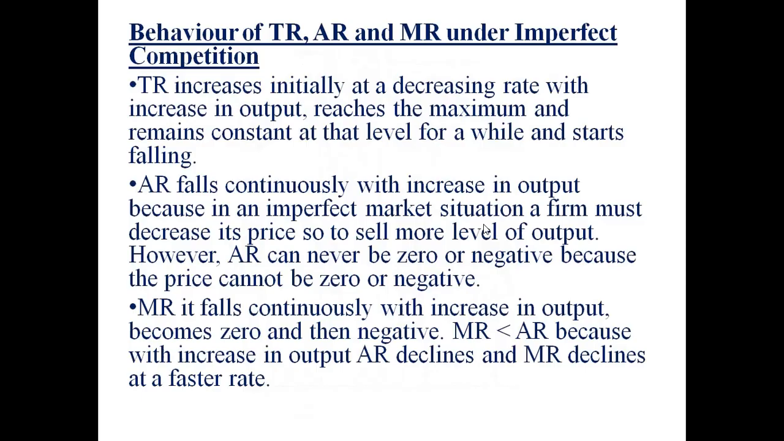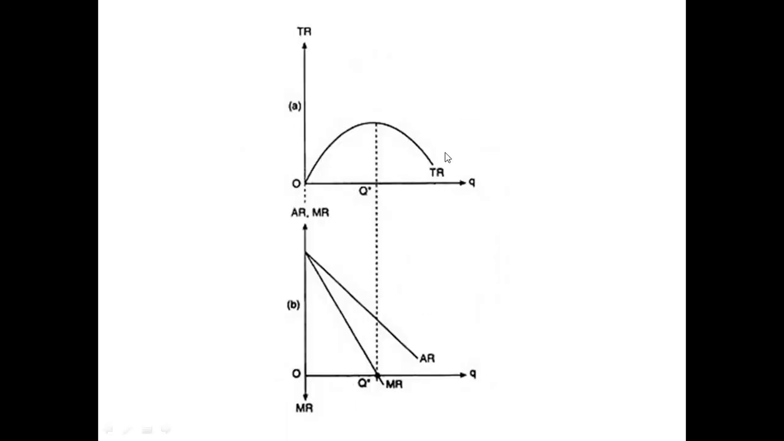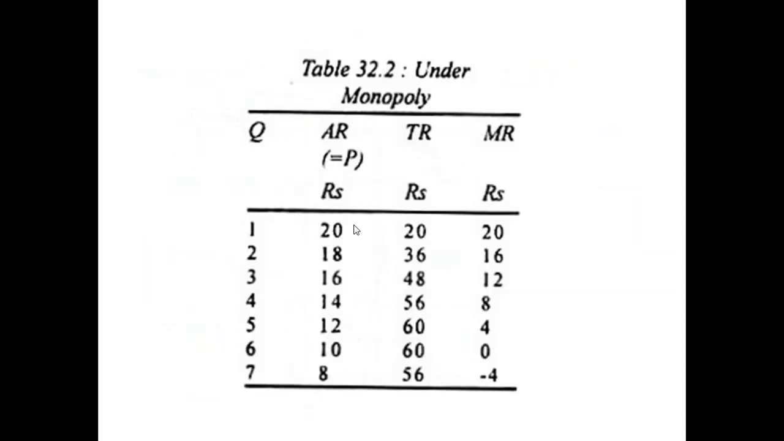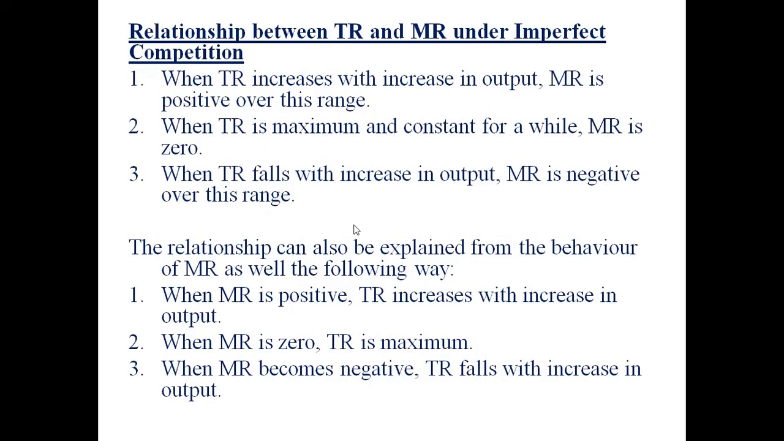So we have discussed the behavior of TR, AR, and MR under imperfect competition situation, and we can refer to this chart also. In correspondence to that, we have these graphs. This is your TR curve, this is your AR curve, and the MR curve. Now let us discuss their relationship. Sorry, behavior is already discussed out here. So now let us discuss the relationship between TR and MR under imperfect competition.